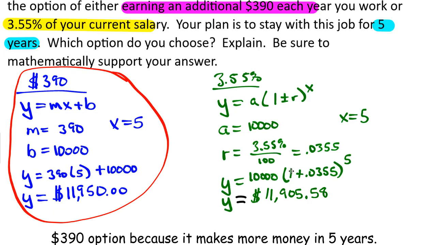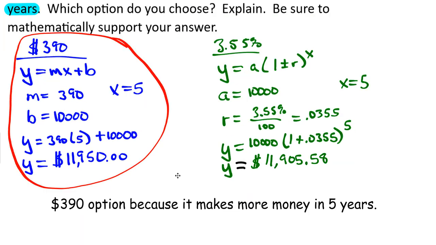$11,905.58. So it's a tough choice between the two, but definitely I would go with the $390 option because it does make more money in 5 years. It might not seem as much more, but $44.42 can actually go a long way for something. That's at least 2 outs for the date night. So that's better than no date nights.